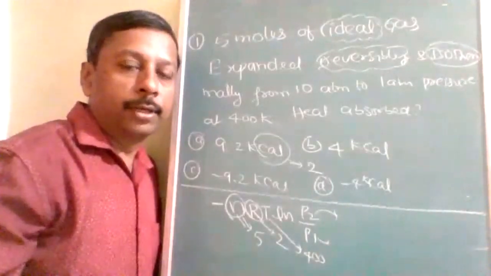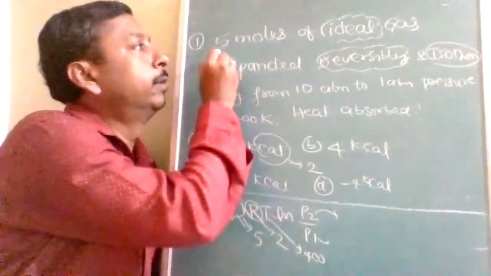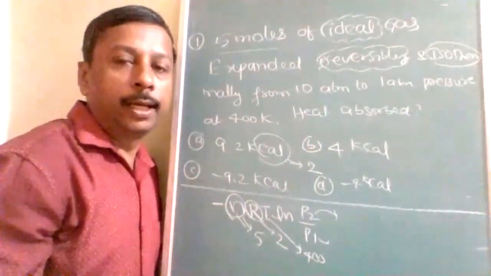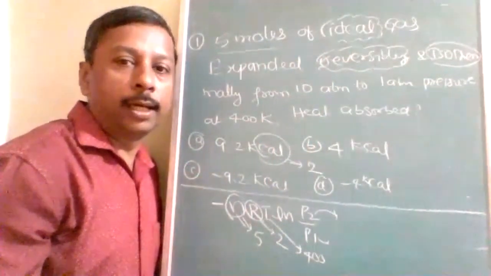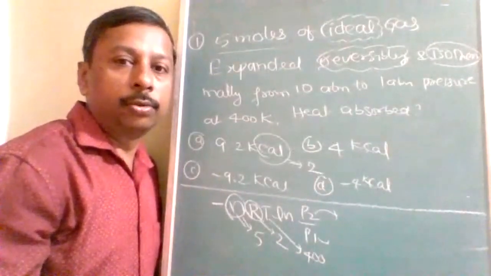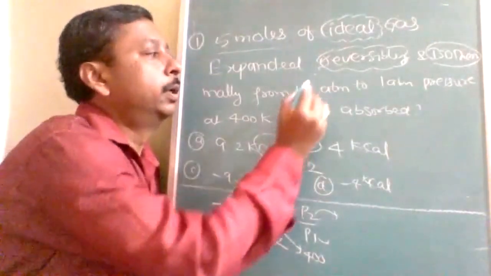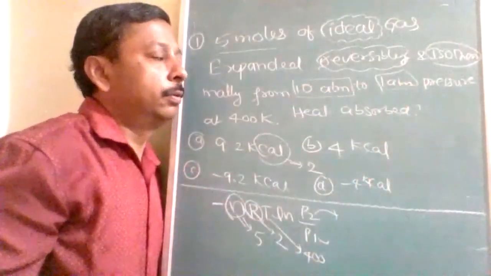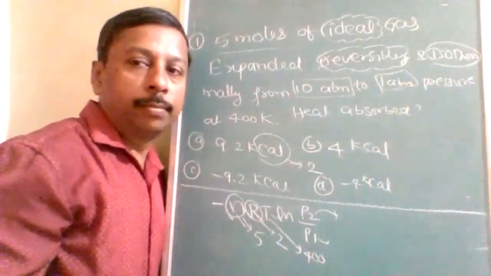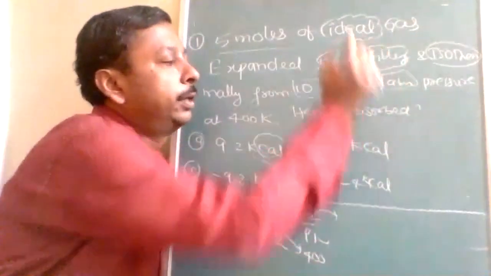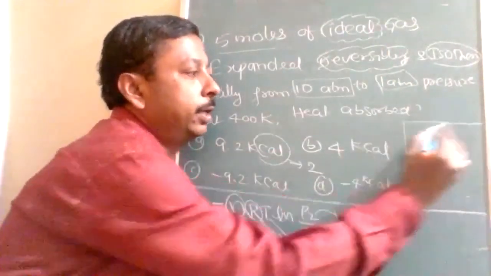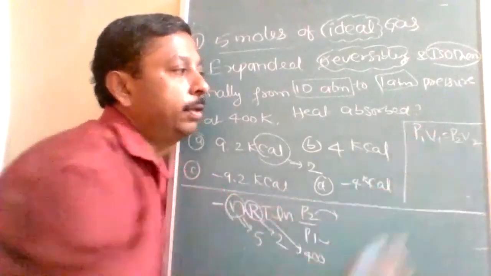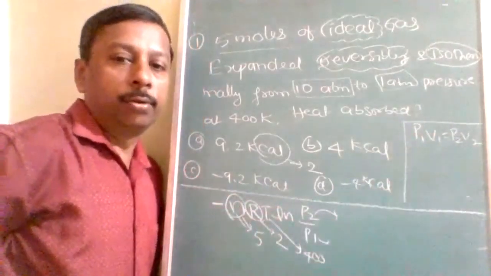So here in the question, it is given 5 moles of ideal gas expanded reversibly and isothermally from 10 atm. In a normal question, you will find pressure and you will find volume. But as it is mentioned ideal gas, we can use all gas laws, but here we will use P1 V1 is equal to P2 V2.